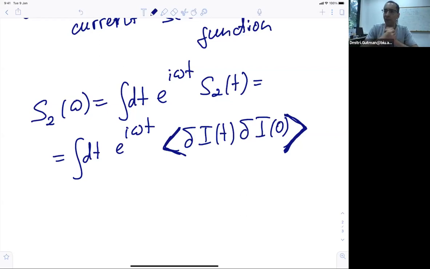I have only one sample. I'm in my lab, I have one sample, one piece of metal. I have no idea what disorder is in it, but there's some disorder, and I measure it. So what do you mean by correlation function? Multiple measurements.